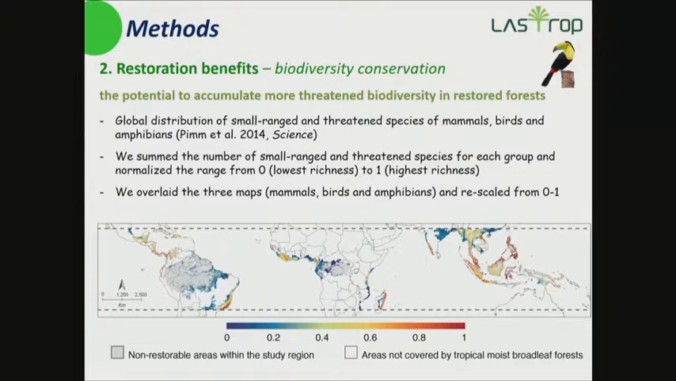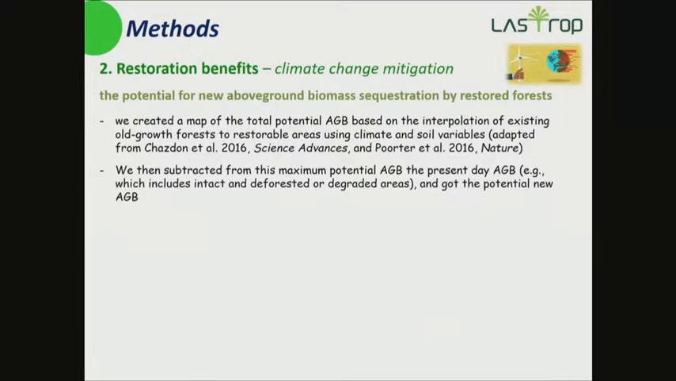The hotter the color, the more red the color, the more vulnerable, threatened, and small-ranged species we may recover in restored forests. And then we developed a second layer related to the carbon mitigation potential of restoration, which is associated with the potential new above-ground biomass that restored forests may accumulate.